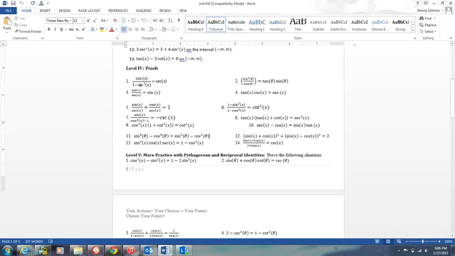So this says sine to the fourth of theta minus cosine to the fourth of theta equals sine squared theta minus cosine squared theta.